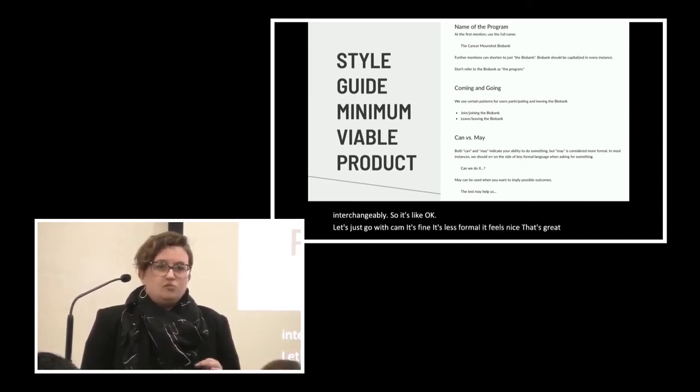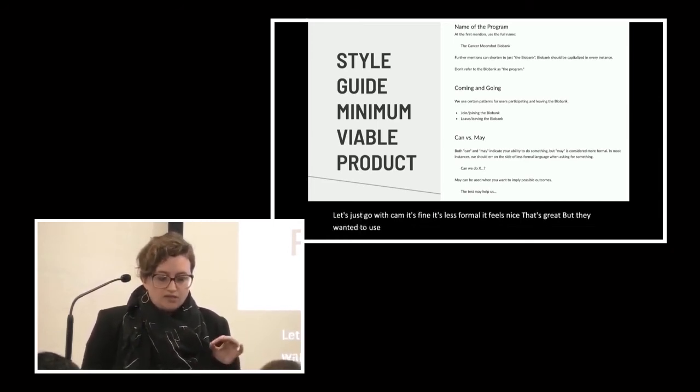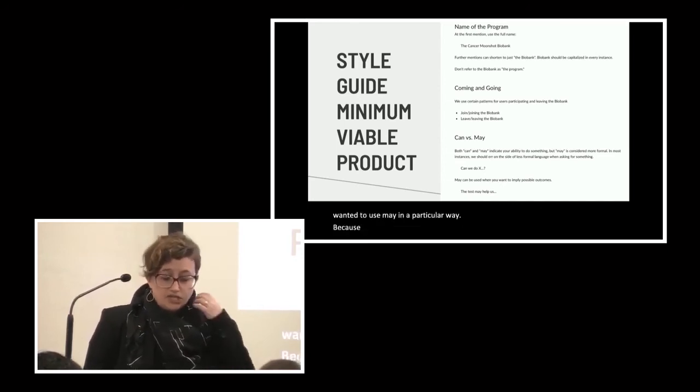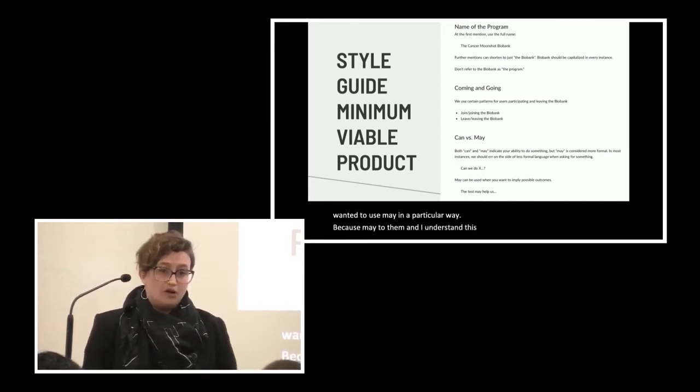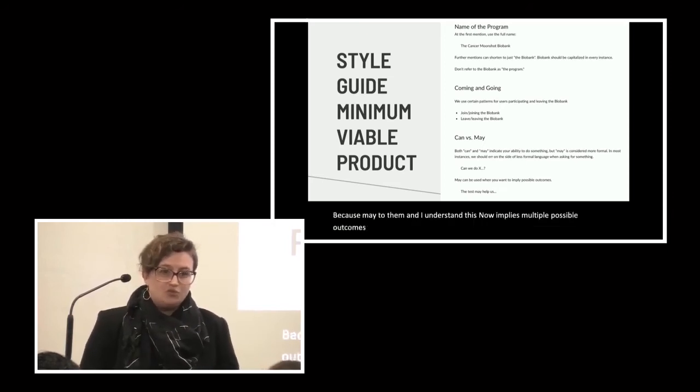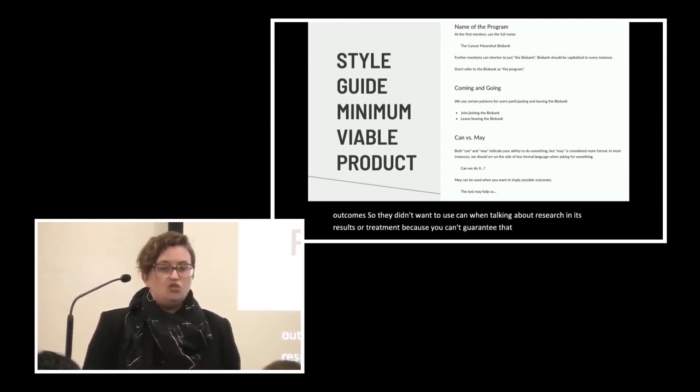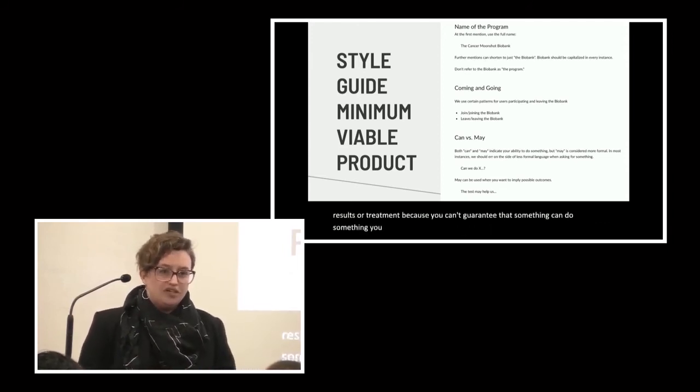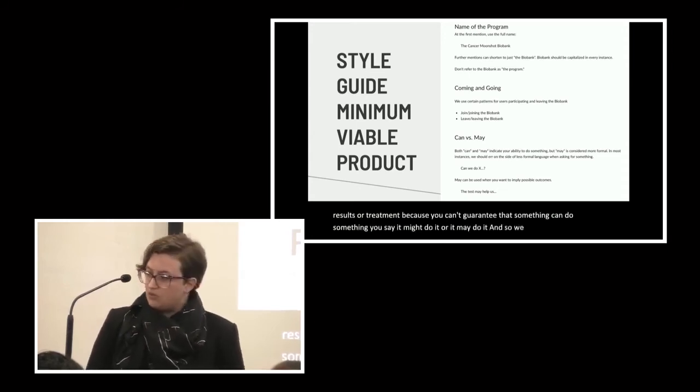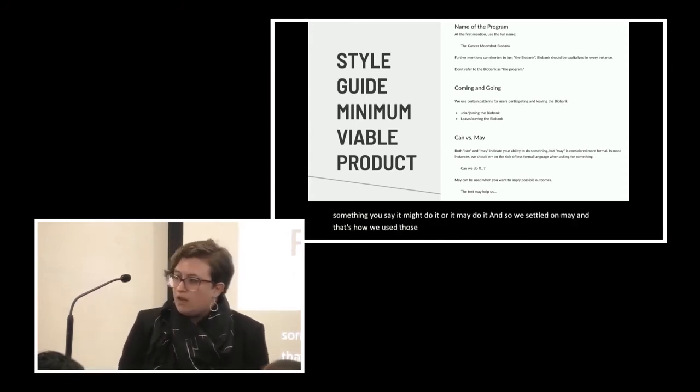But they wanted to use may in a particular way because may to them, and I understand this now, implies multiple possible outcomes. So they didn't want to use can when talking about research and its results or treatment because you can't guarantee that something can do something. You say it might do it or it may do it, and so we settled on may, and that's how we used those going forward.